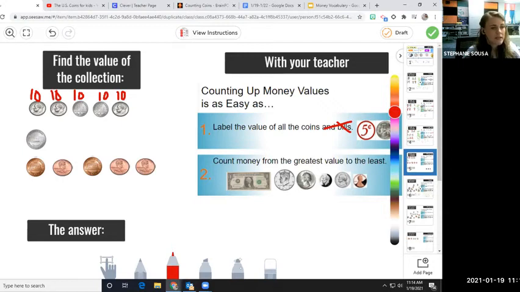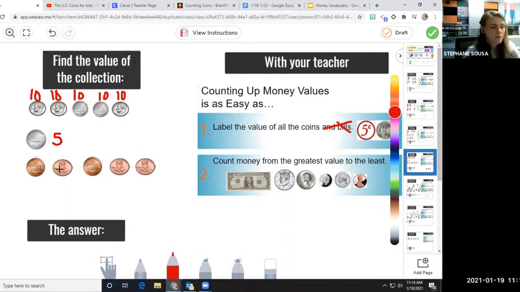Now I'm going to take a look at my nickel. Nickel is worth 5 cents. Nickel, nickel, thick and fat. You're worth 5, I know that. Okay, 5 cents for our nickel.